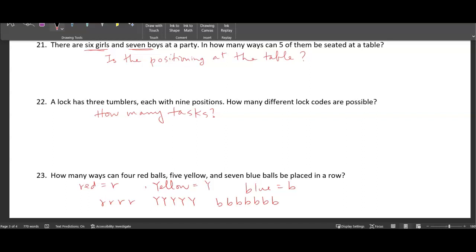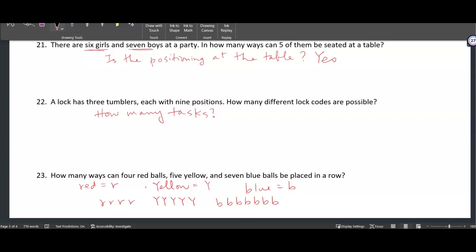And number 21, we have 6 girls and 7 boys at the party, so a total of 13 kids. And if the table can only sit 5 of them, maybe the rest of them should stand. So my first question will be, is there positioning at the table? So the first boy or girl that you call, would you tell them to sit on the far left or something like that? If you have an instruction to tell them where to sit, then there's some type of positioning. So I'm assuming when you're telling them where to sit, the instruction itself is a positioning, right?